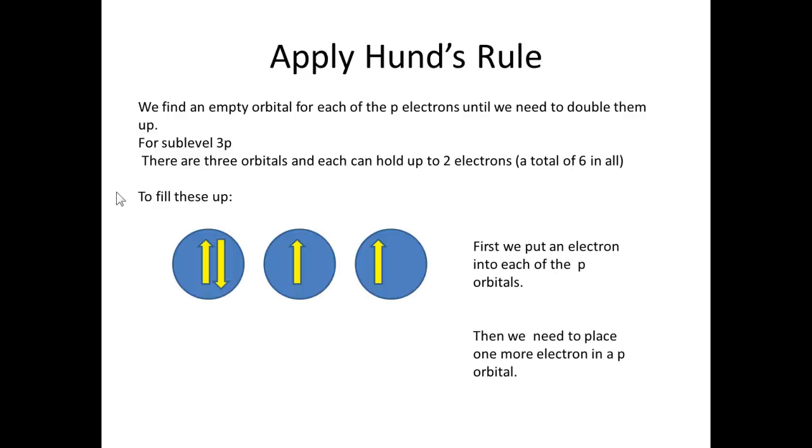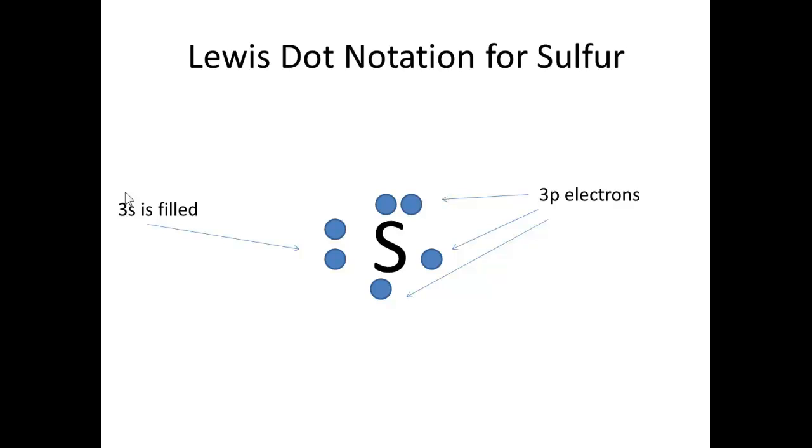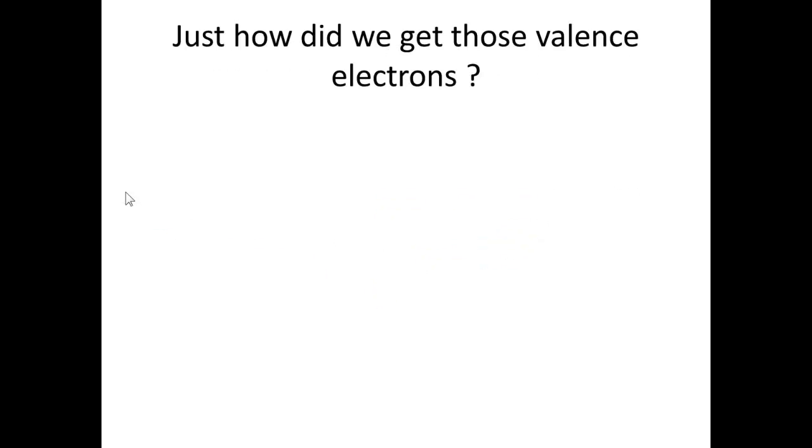Okay, so the first p orbital will have 2 electrons in, and the next 2 p orbitals will only have 1 electron in. That's how we're going to deal with sublevel 3p. And there we are, there's my Lewis dot notation for it. My 3s level is filled with the 2 electrons. One of my p orbitals is filled with 2 electrons, the others only got 1 electron in each.